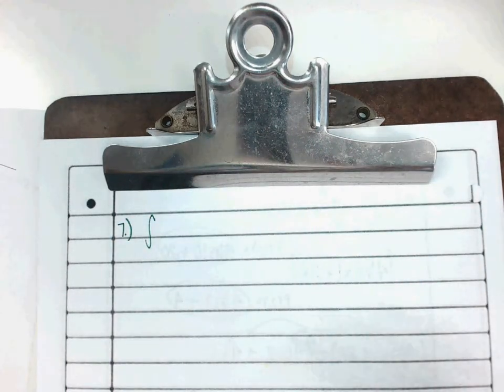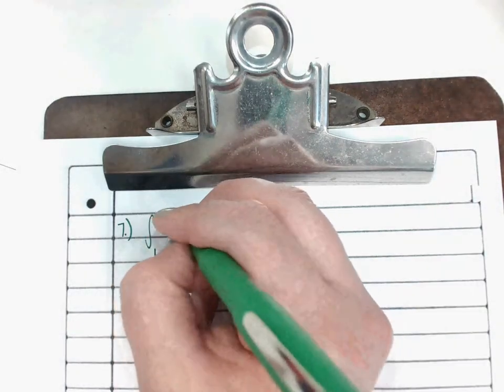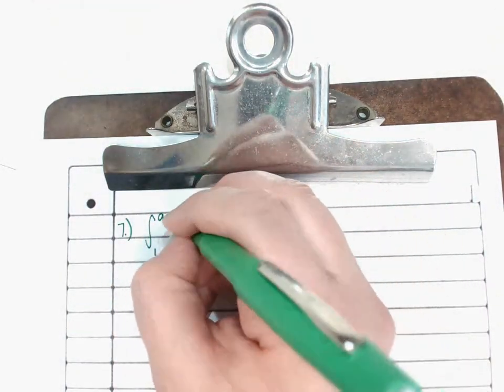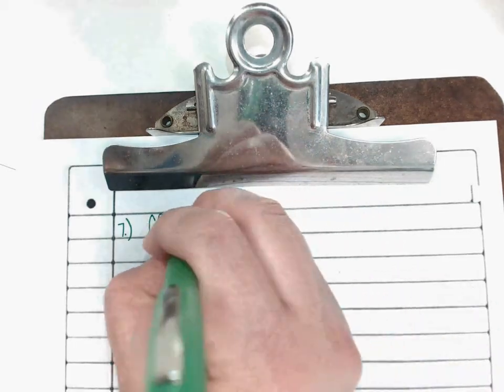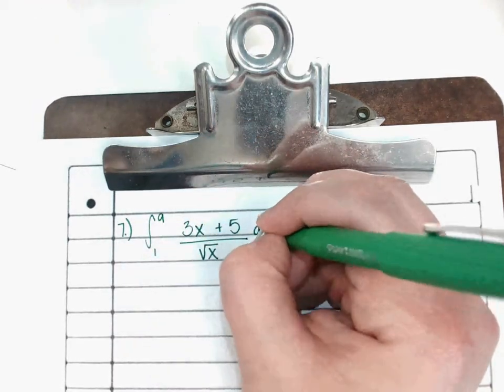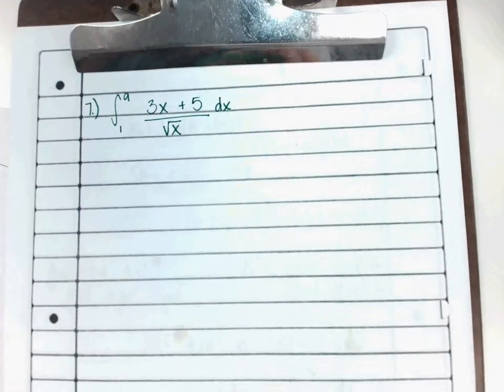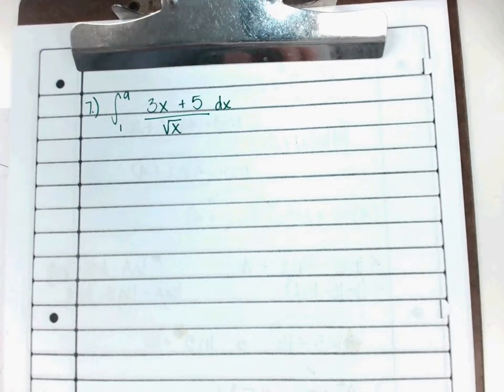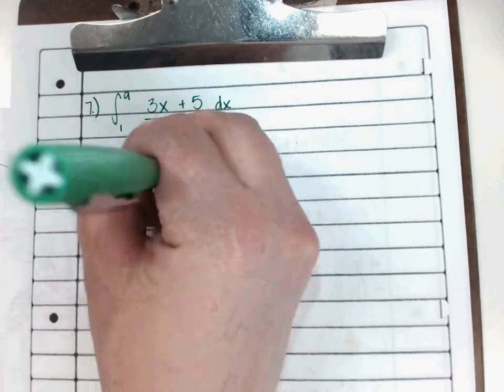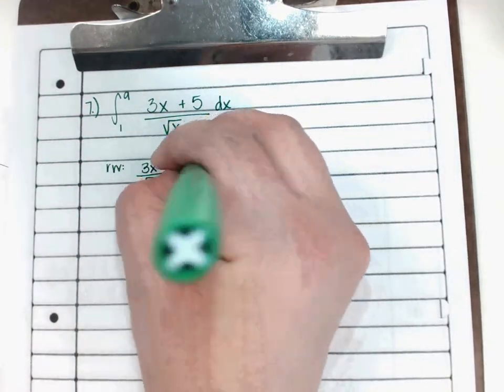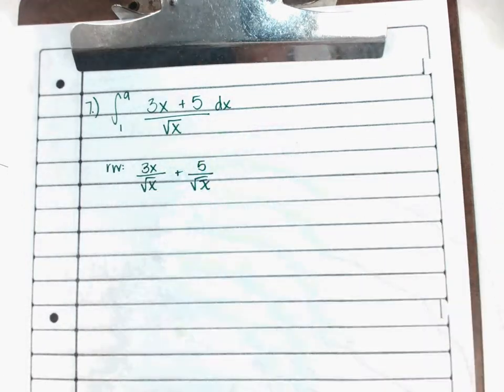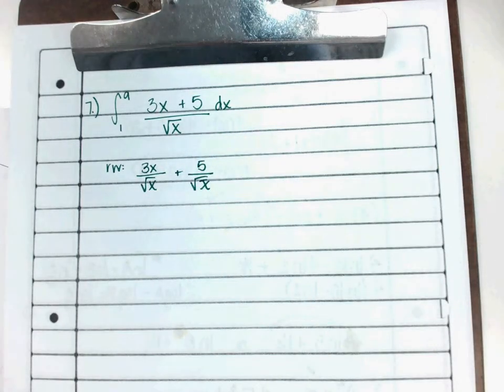We are going from 1 to 9 of, what is it? 3x plus 5 over square root x. Okay, first thing that you should do, anytime you have one thing on the bottom, you should get a common denominator. So I'm going to rewrite this as 3x over root x plus 5 over root x. That's the first thing that I would do, is I would split up. If they're both divided by root x, then they can be divided by root x separately.